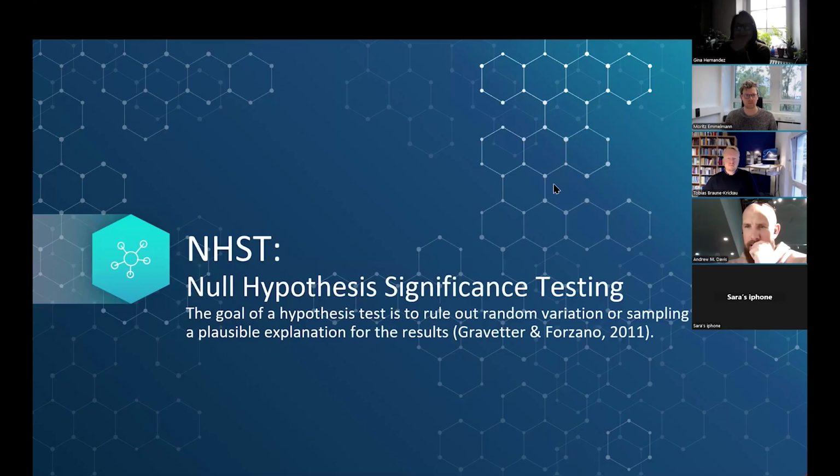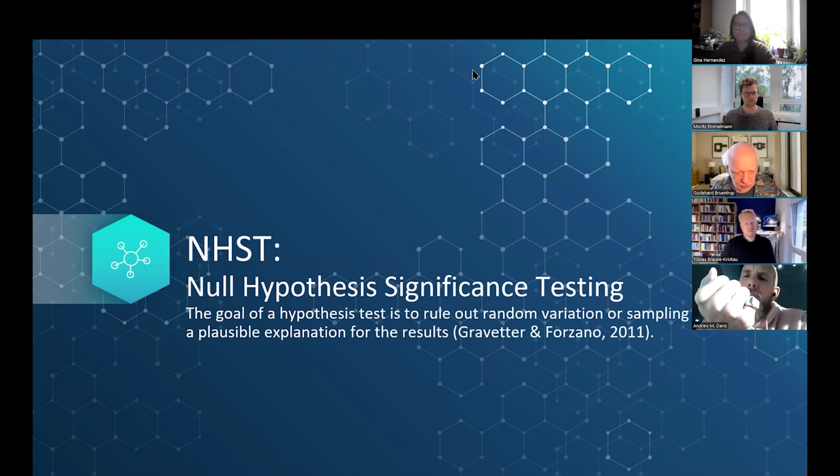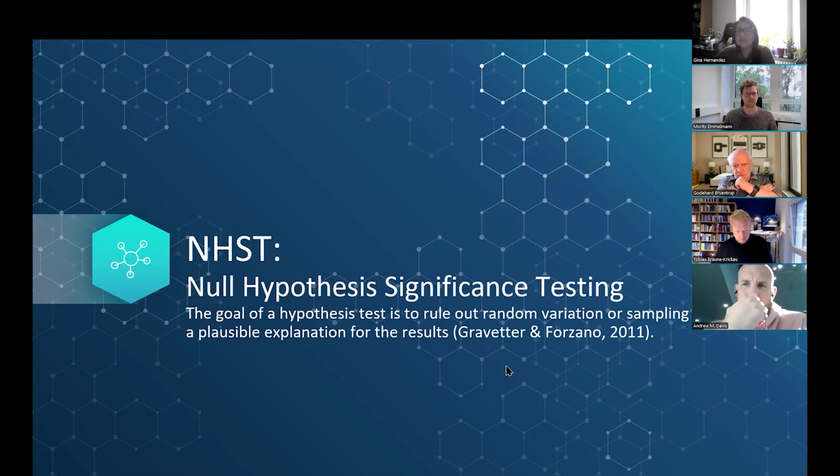See you soon. It is very, very important if we want to be certain of our prediction. It is very important that we run a null hypothesis significance test. So as we already discussed in the beginning, we want to rule out random variation or sampling error as a plausible explanation of our result, okay?